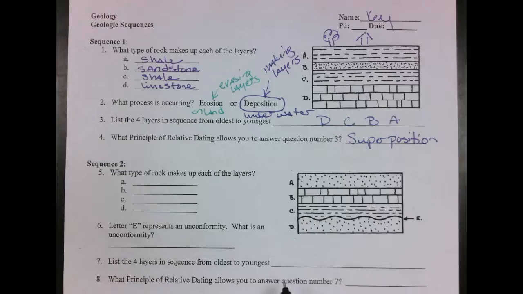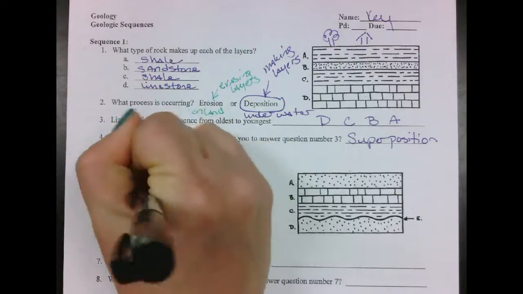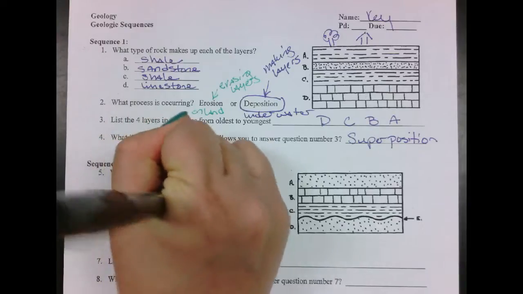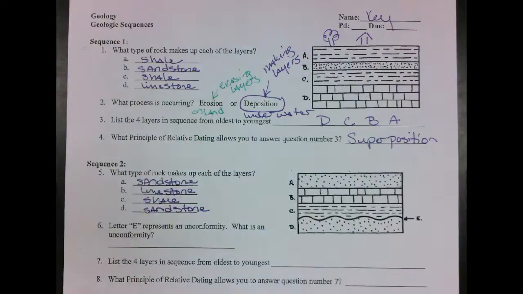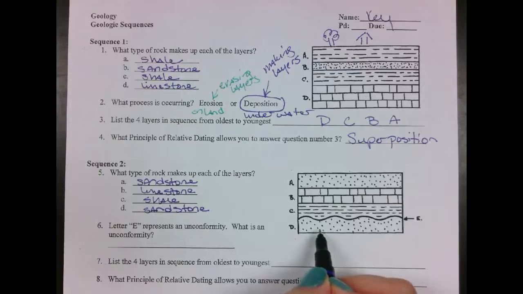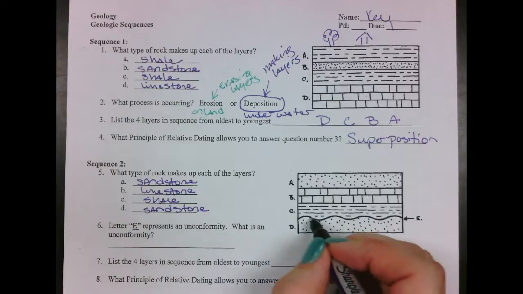Sequence 2 is very similar. We have the same rock types, just in a different pattern. So we assume this is a different location. A is sandstone. B is limestone. C is shale. And D is sandstone. So again, all formed underwater. Those layers were each deposited as sedimentary rocks. But E represents an unconformity. So this wavy line here is an unconformity.